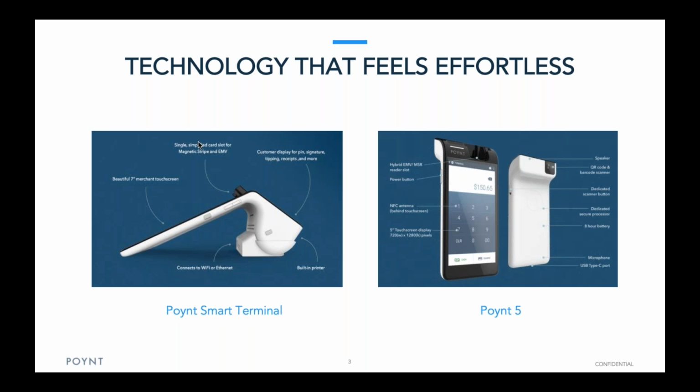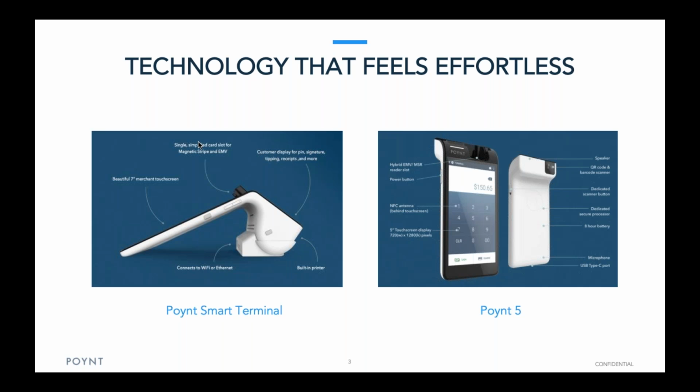Same thing for the Poynt 5. The only difference is Poynt 5 doesn't have a docking station. It just has a plug-in device. It doesn't have a printer. It's really good for, again, like food trucks or mobile contract workers. About half the price in hardware. So just a great option if the merchant is a small micro merchant and doesn't want to pay for the full Poynt terminal.